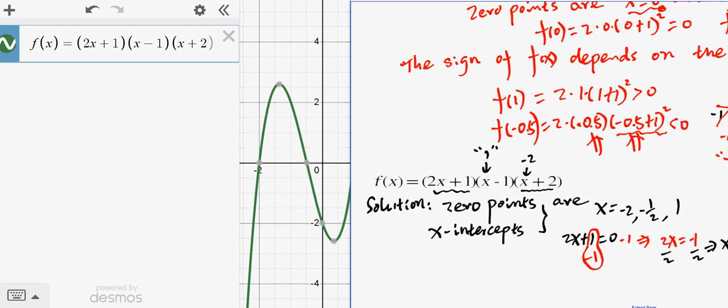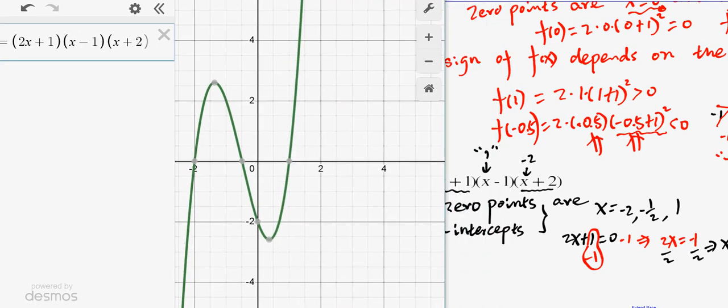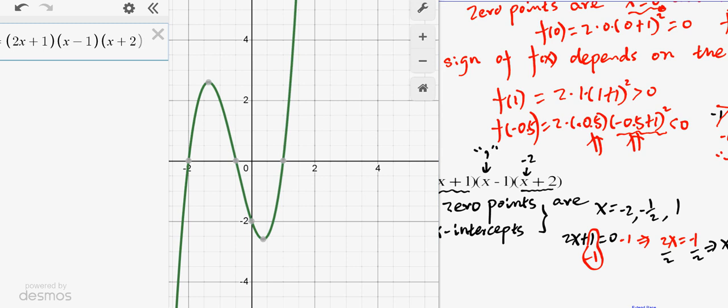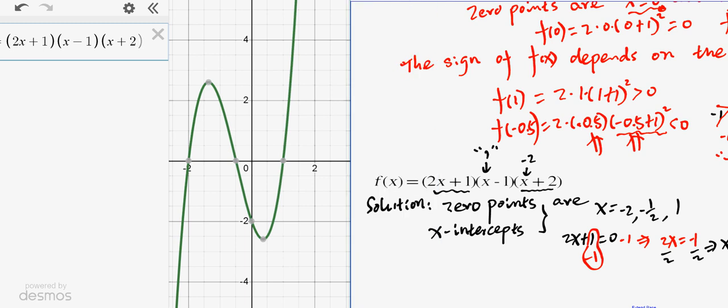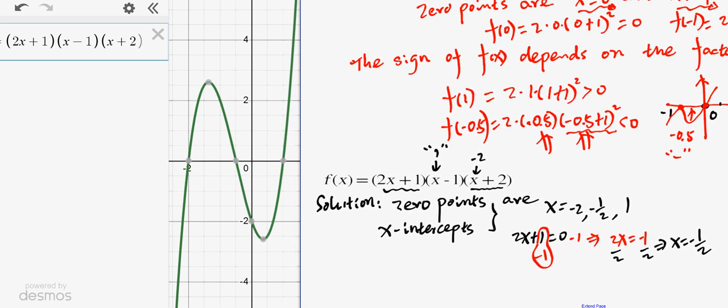Alright, let me move the picture here. And we can see here, this point is -2, so you have a -2 right here. Here is -1, then here is -0.5, is the one here. And then here is 1.